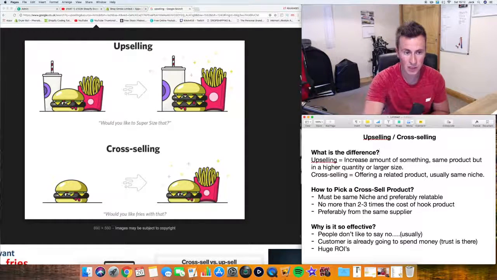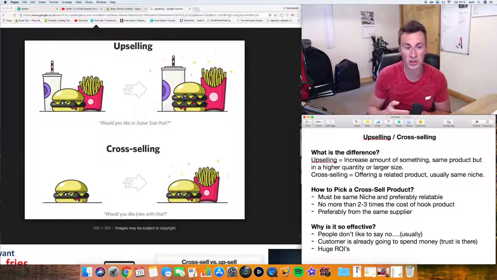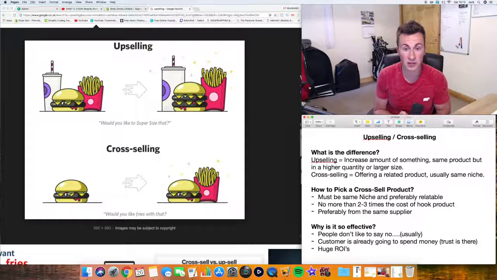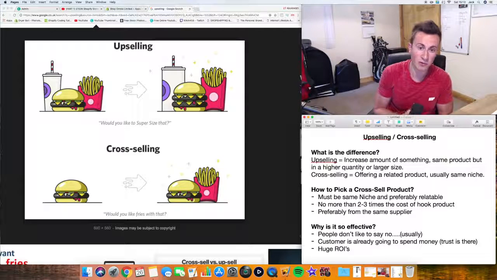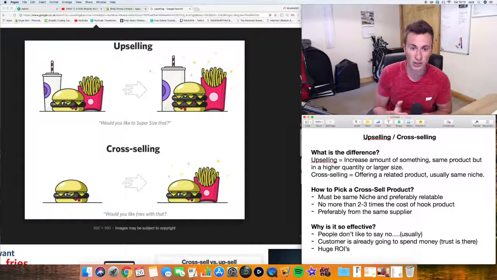So upselling then is, in simple terms, when a customer comes onto your store, chooses the product they want to buy, and then you offer them that same product but in a higher quantity or more of it. A good example would be if you're in the coffee niche and you're selling 1 kilo bags of coffee beans for £10, you might offer them a 2 kilo bag for £15. So they get double the quantity of coffee beans without paying double the price. It's just a very effective way of getting your customer to spend that little bit more with you.